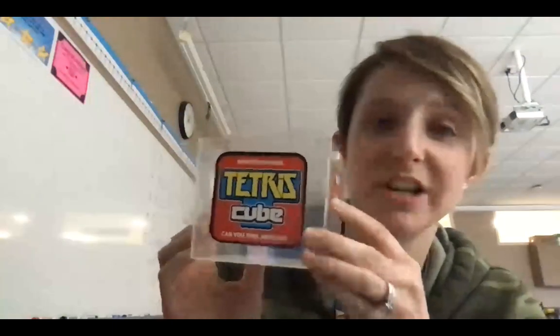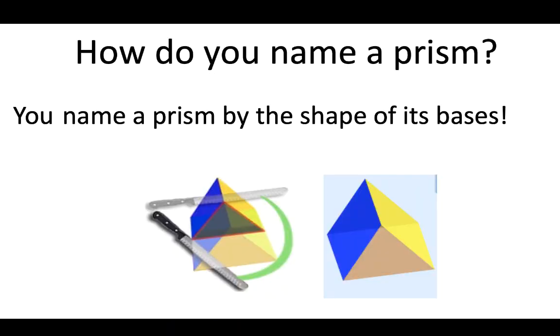Let's go to the next chunk in our notes and learn how to name prisms. Prisms have special ways that you can name them. And part of how you name them comes through the definition of what a prism is. And we have that at the top of our notes. So how do you name a prism? You name a prism by the shape of its bases. Go ahead and fill that in your notes right now. You name a prism by the shape of its bases.